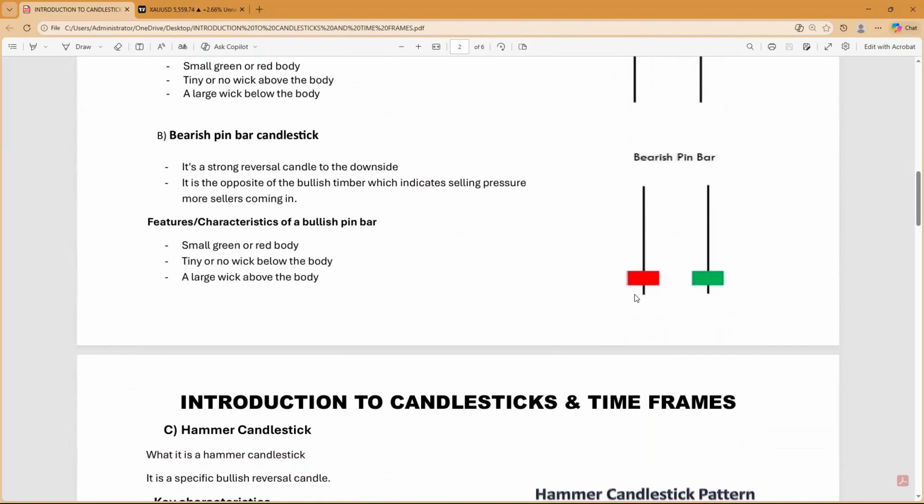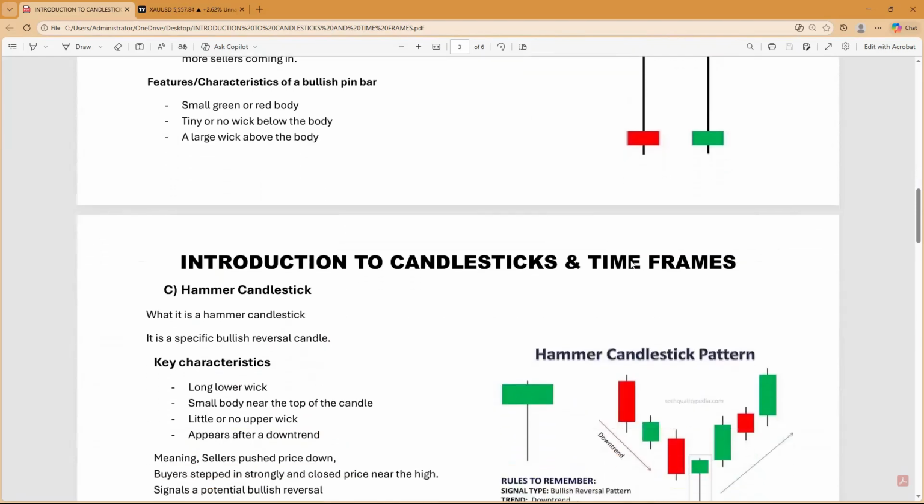In simple terms, you can describe this as buyers were pushing price up, then sellers came in and tried to push the price down. Hence, it closed here, forming what we call a bearish pin bar. You understand that? Yes.